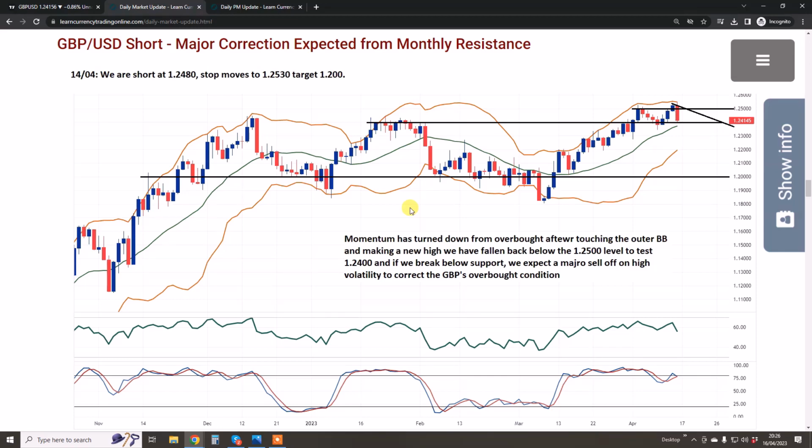We're actually already short, as you can see, at 124.80, stop tight behind the 125 level, looking for 120. Now what we're going to do is look at our last pair, which is one I really like, which is USD PLN.